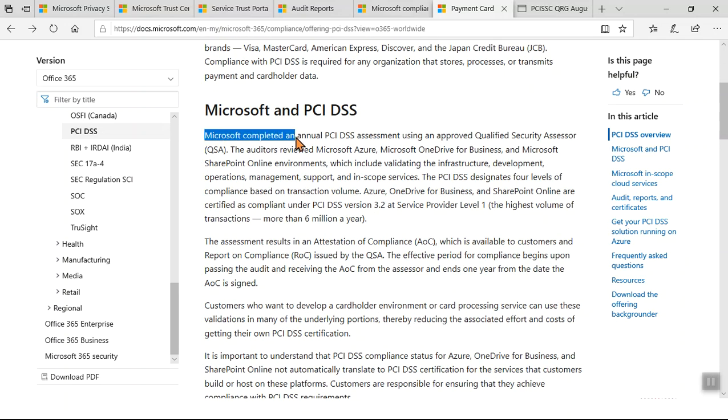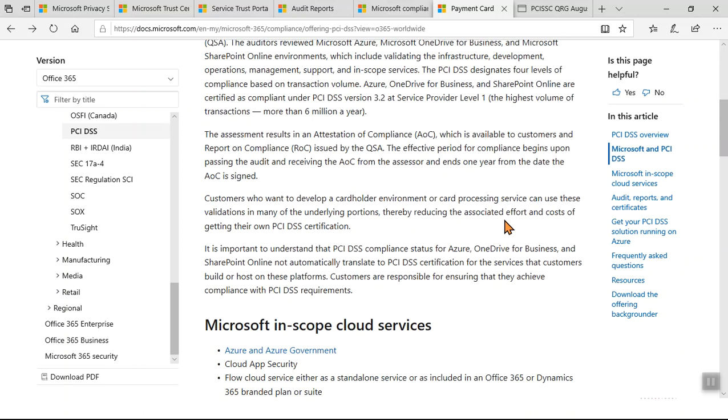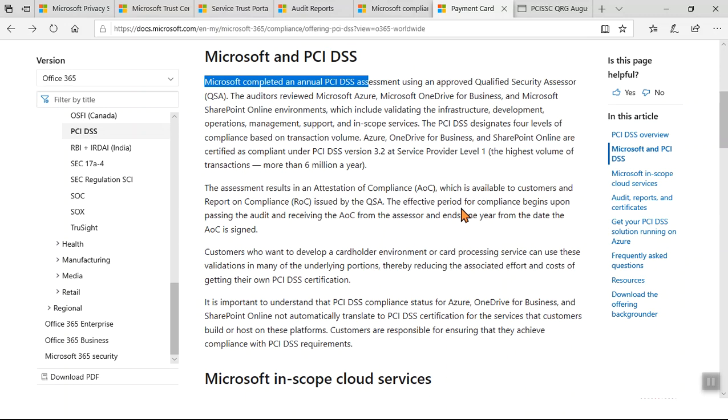So it says that Microsoft completes annual PCI DSS assessments, and they have received the highest level of certification, level 1, because the volume of transactions is really quite high, and level 1 requires an on-site assessor to assess Microsoft's environment, and there will be an attestation of compliance and certification that Microsoft receives for a 1-year period, and that certificate is then available for us to download and to verify and to understand that Microsoft has achieved this certification, right?